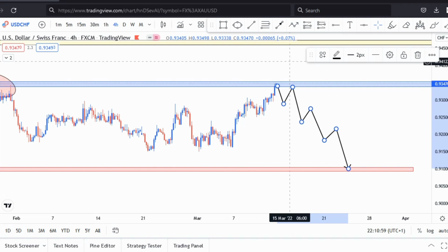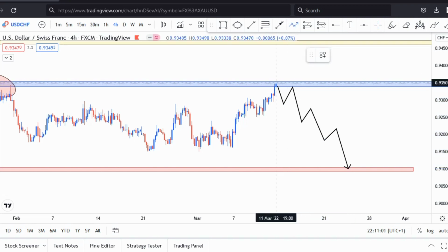And on the other hand, if price breaks this level here, then we can also be looking for a retest and then take our buy trades to the top.